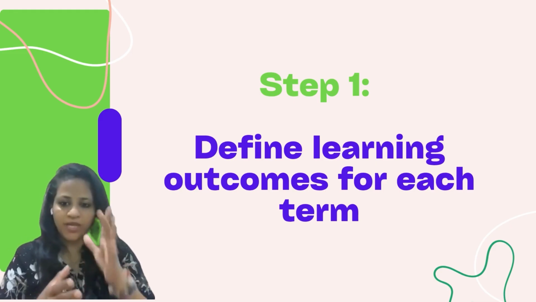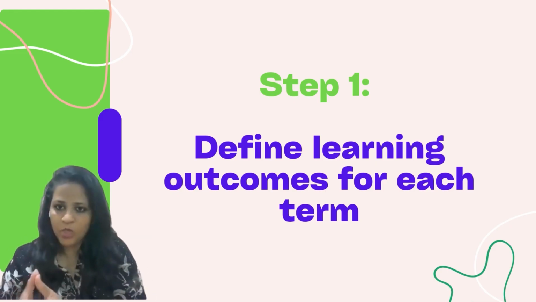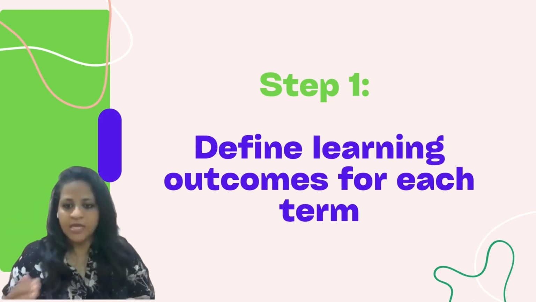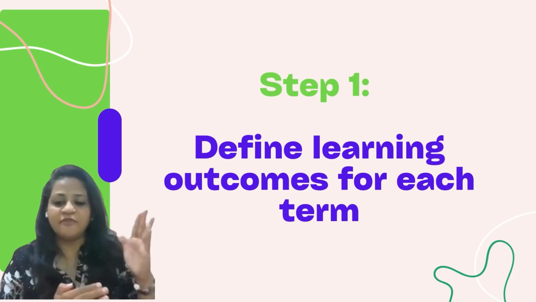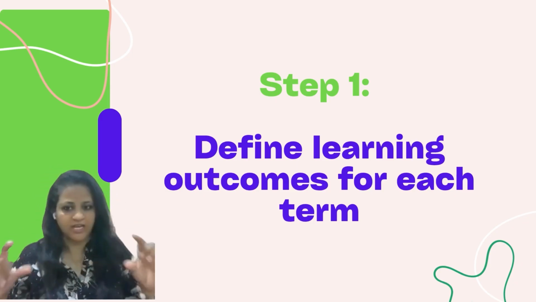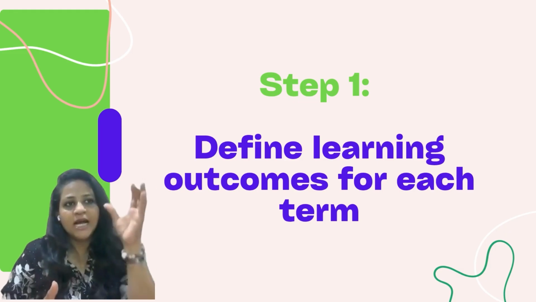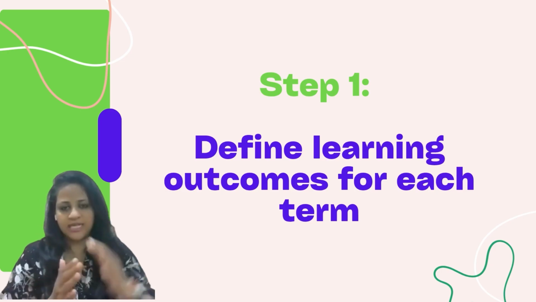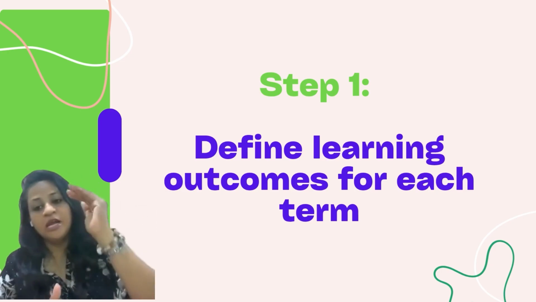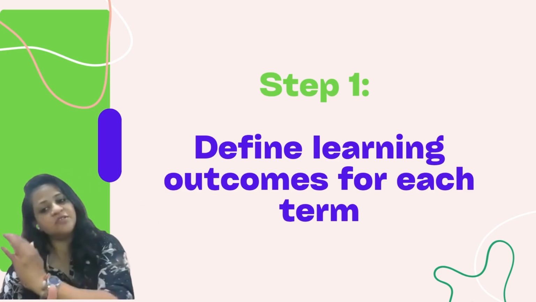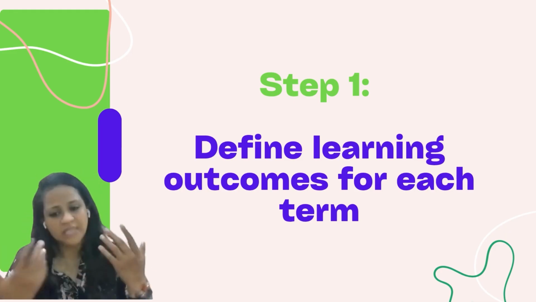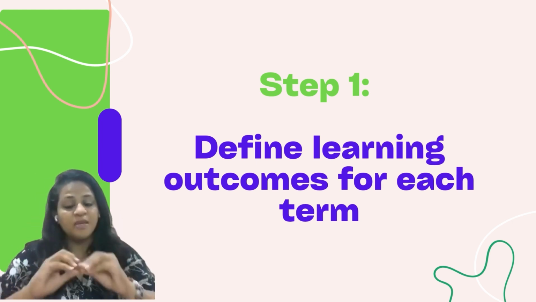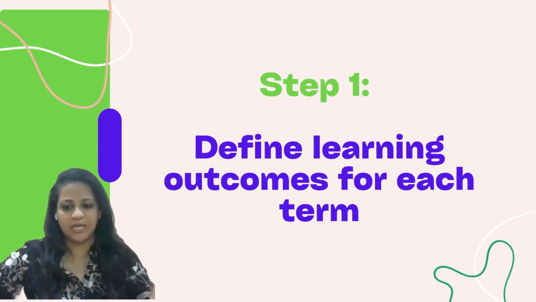So step one, when you are creating a progression report, is to define the learning outcomes or objectives for each term. Typically we have term one and term two in an academic year. For term one, these are the objectives or outcomes that I'm looking at for each of the developmental goals. These are the three outcomes I want for developmental goals one, two, and three, or as per your choice. They should be defined clearly and crisply.